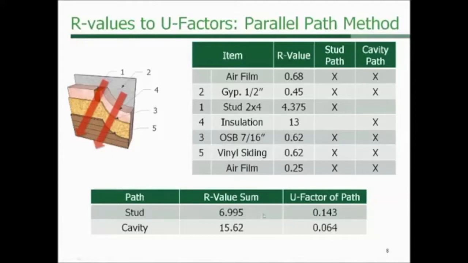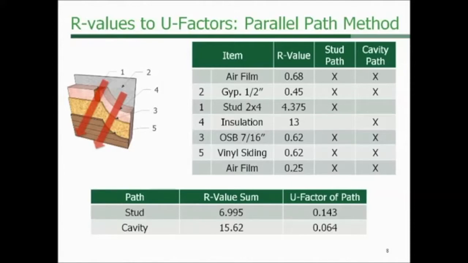So 6.995 inverted is 0.143. 15.62 is 0.064. Now, what I'm going to do with that is I can't just add those U factors. That's the heat flow through each one of those paths. I have to say how much area is stud or wood, how much area is that wood path, and how much area is the cavity path.